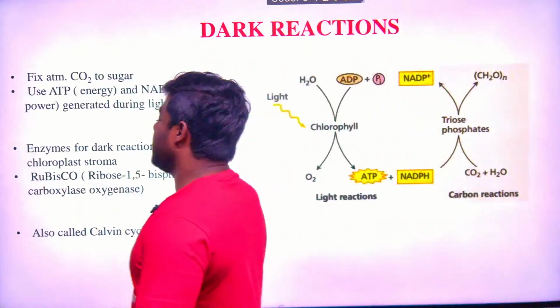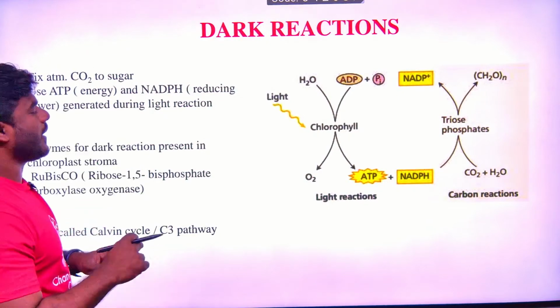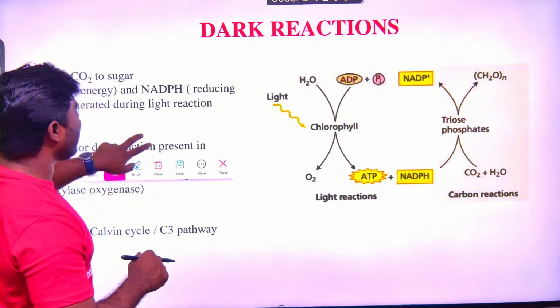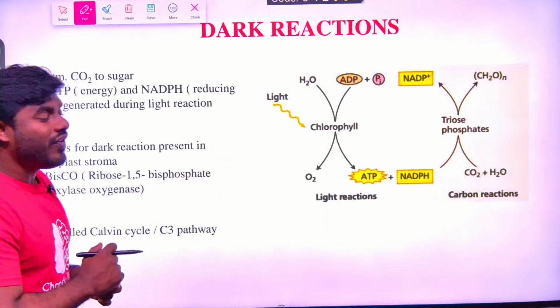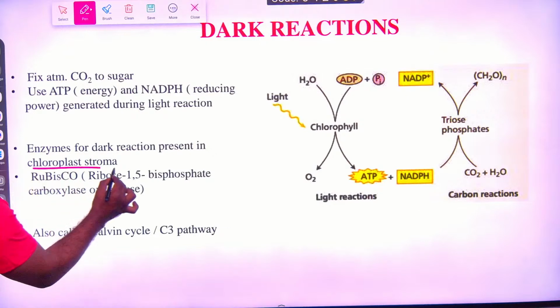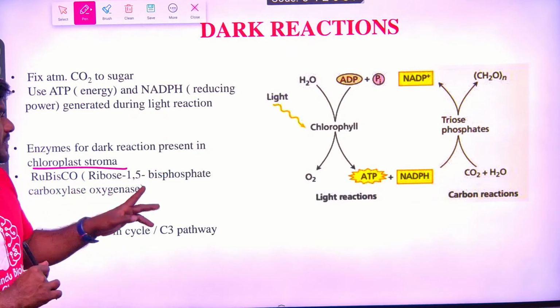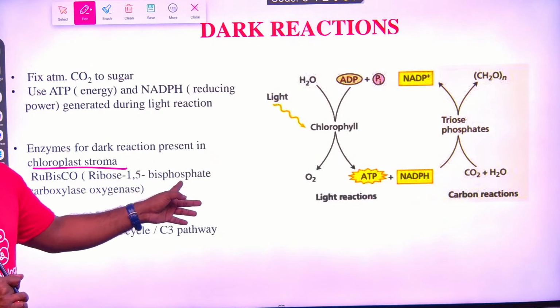Now next, this is most important. I want all of you to focus on it very carefully. Where exactly do the dark reactions take place? In the stroma. What is the major reason it takes place in the stroma? One of the major reasons is that all the enzymes are located there.